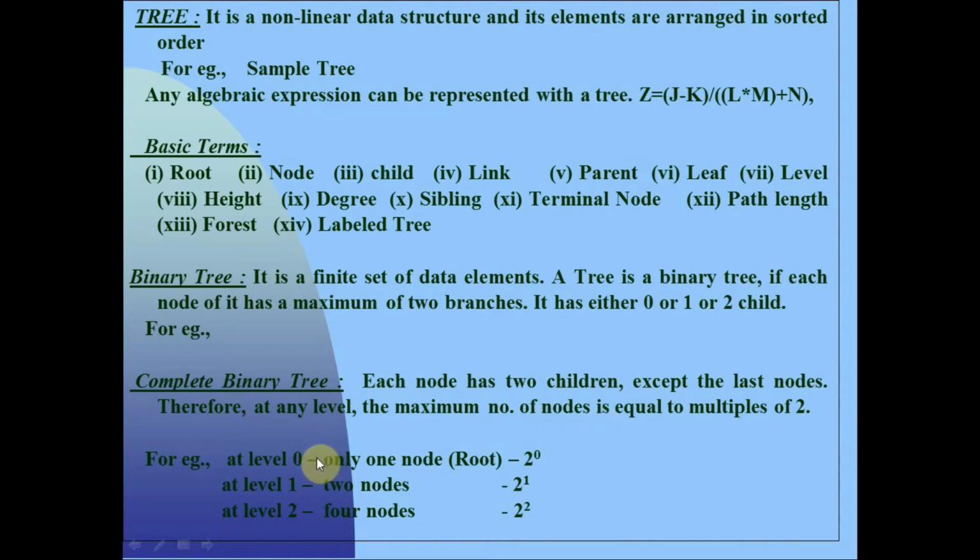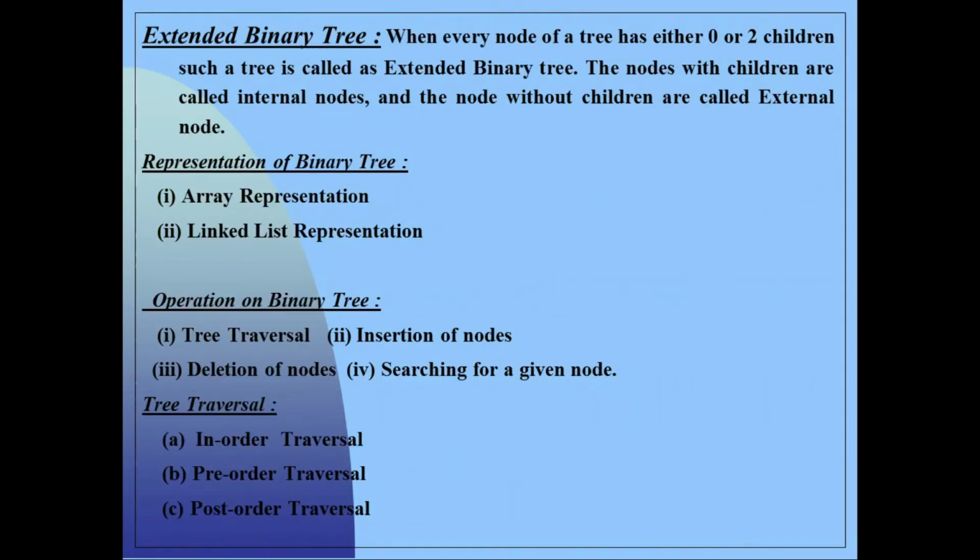For example, at level 0, only one node, the root, that is 2 power 0. At level 1, 2 nodes, so 2 power 1, that is 2. Then at level 2, 4 nodes, that is 2 power 2, then next 2 power 3, 2 power 4, and so on. So the extended binary tree: how do we extend the binary tree?